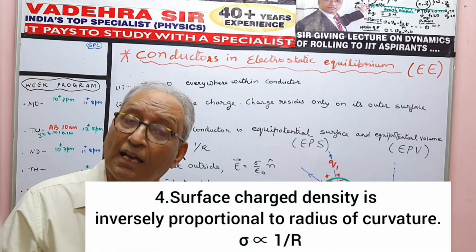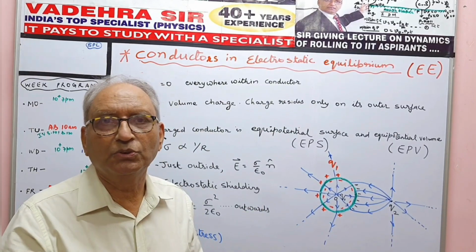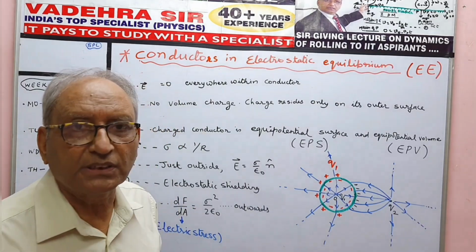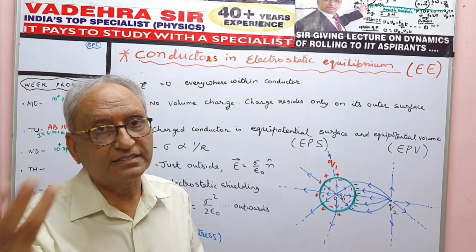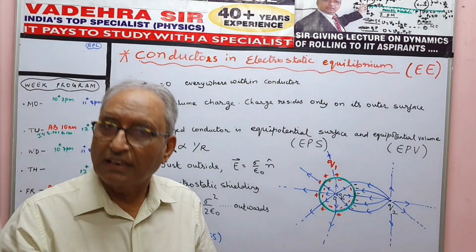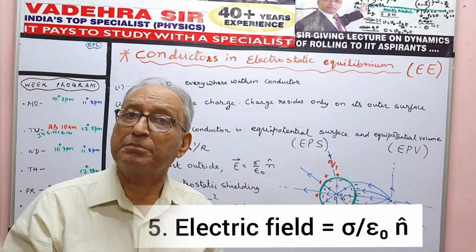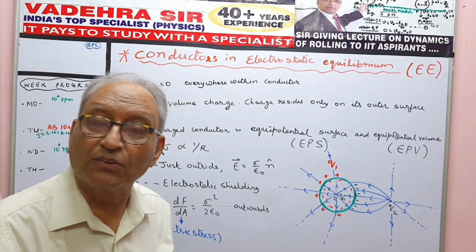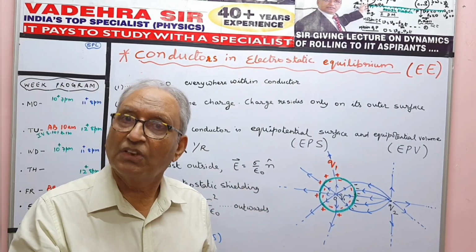Sigma is proportional to 1 by R. Sigma is the surface charge density, and it is proportional to 1 upon R, where R is the curvature at that region. You must have encountered the action of points. If it's a pointed charged conductor, then R is nearly zero, so sigma is almost infinite, and near the conductor the electric field is sigma upon epsilon naught n cap, so the field also would become infinite. Try to remember the corona discharge and all that you learned about the pointed charged conductor.